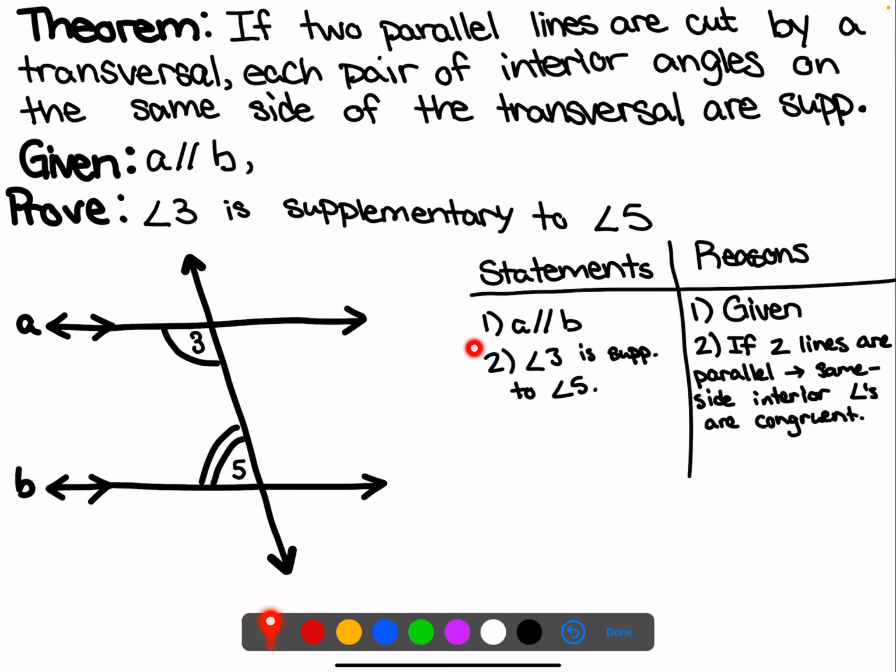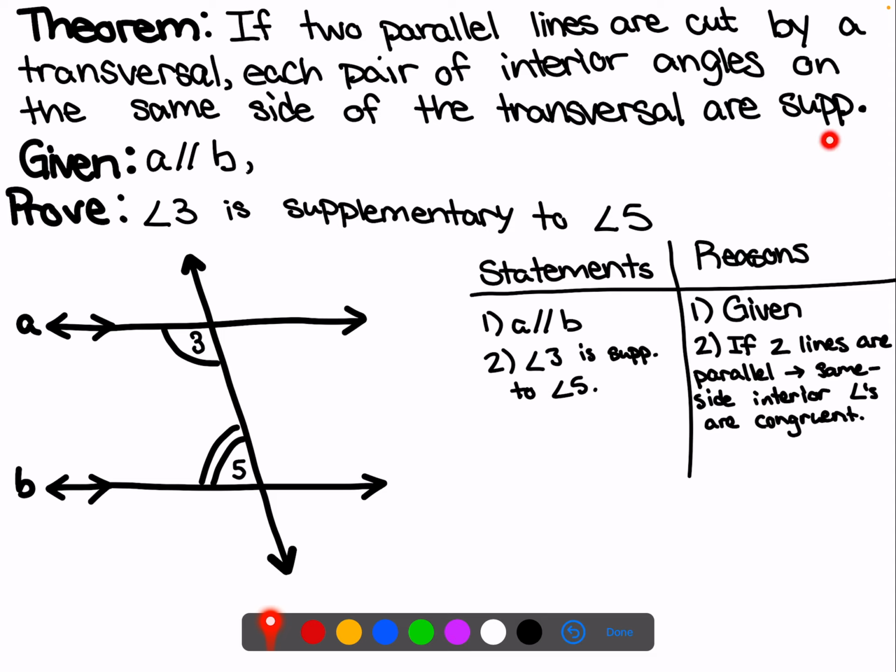It's just 2 steps, because again, it's our shortcut. So number 1, A is parallel to B is given, so angle 3 is supplementary to angle 5, because 2 lines are parallel implies same side interior angles are supplementary. So again, that's how many of these shortcuts will be today.